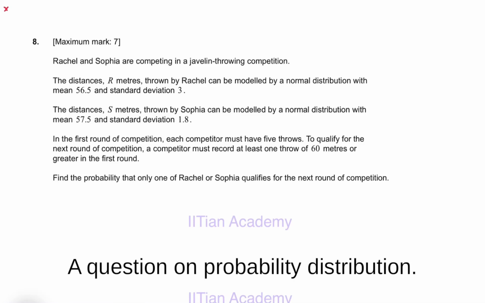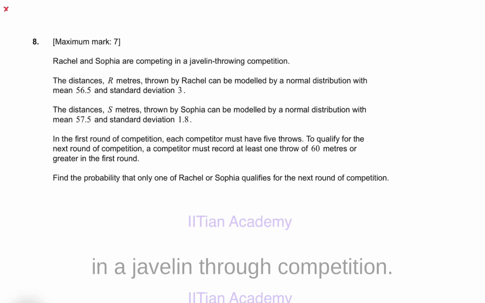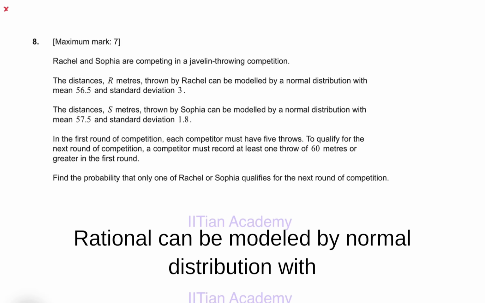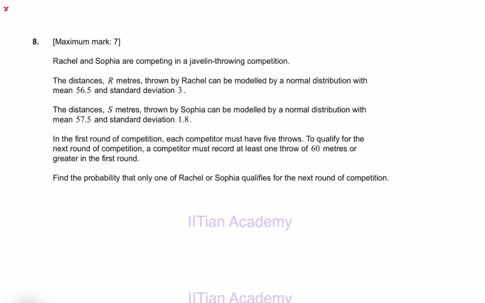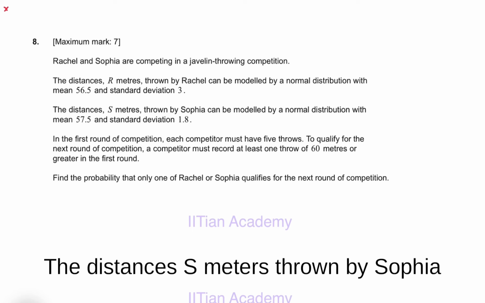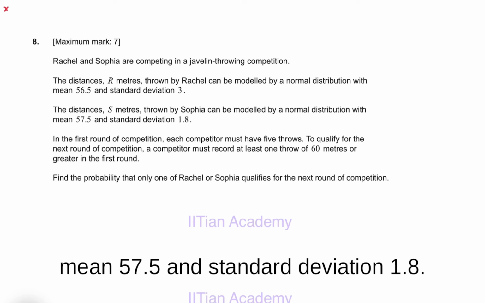A question on probability distribution. Rachel and Sophia are competing in a javelin throw competition. The distances r meters, which is thrown by Rachel, can be modeled by normal distribution with mean 56.5 and standard deviation 3. The distances s meters thrown by Sophia can be modeled by normal distribution with mean 57.5 and standard deviation 1.8.